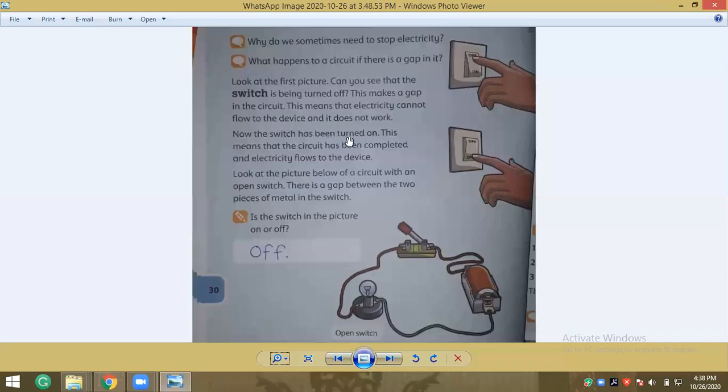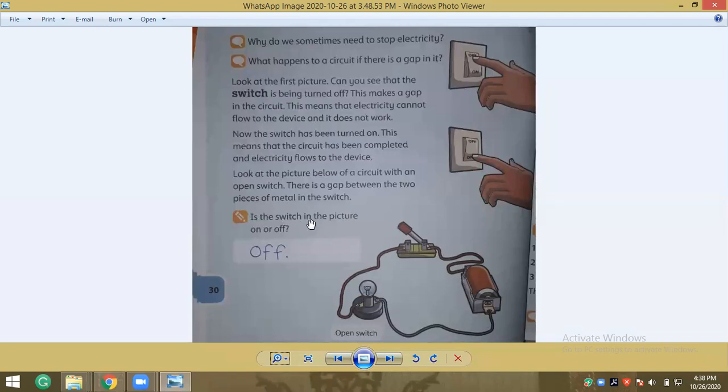Now the switch has been turned on like this. This means the circuit has been completed and electricity flows to the device. Look at the picture below. Circuit with an open switch. There is a gap between two pieces of metal in a switch. These are two pieces of metal, so there is a gap. So this is not a complete circuit.